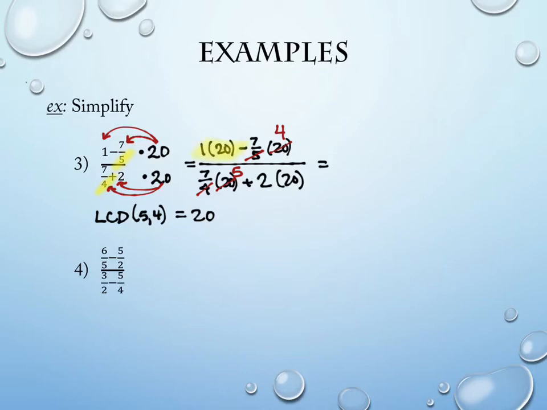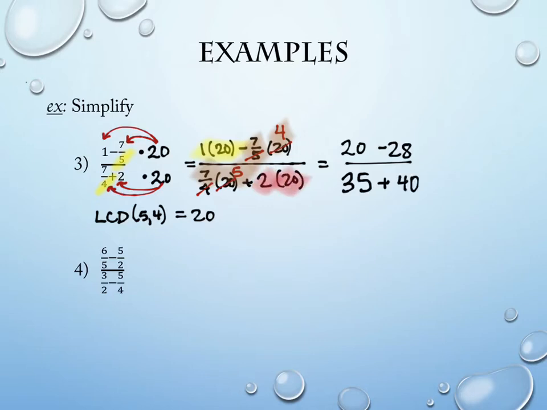1 times 20 is 20. Then I have minus 7 times 4 would be 28, so minus 28 over, now I have 7, sorry about that, 7 times 5, which is 35, and then there's a plus sign, and the last piece is 2 times 20, so I have 40.